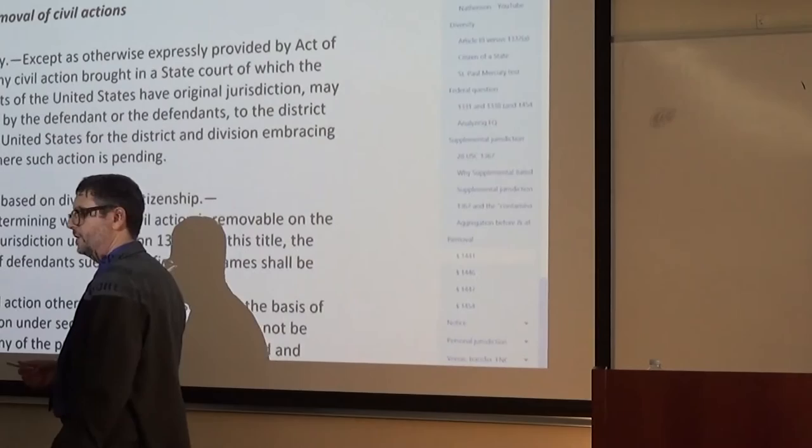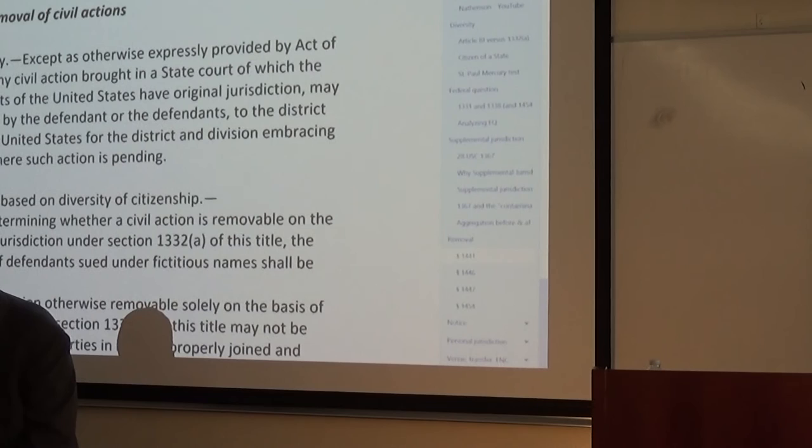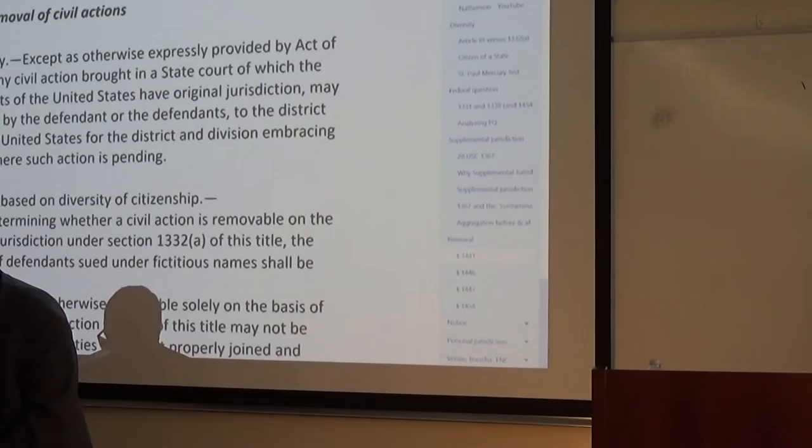And the way removal works is you remove from the state court to the corresponding federal court. That's called removal. If we think of it vertically, like state to federal, then it would be, for example, from Miami-Dade County Court to the Southern District of Florida Federal Court. That's how you remove. You can't remove from the Miami-Dade Court to, say, the Central District of California off on the other side of the country. You can't remove directly into another circuit.